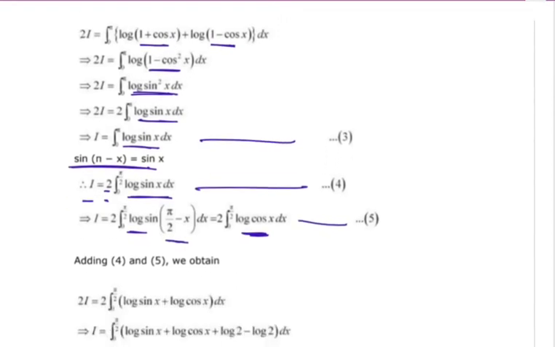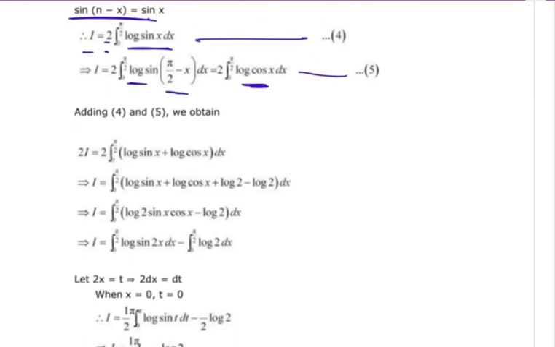So adding 4 and 5. We have just changed the limit here by multiplying by 2. So adding 4 and 5, 2I equals 2 taking outside common, as in both the terms 2 is common, the integral from 0 to pi by 2 of (log sin x plus log cos x) dx. So I as it is, 2 taken to the LHS, it becomes log m by n. So log m by n can be written as log m minus log n: log sin x plus log cos x plus log 2 minus log 2.